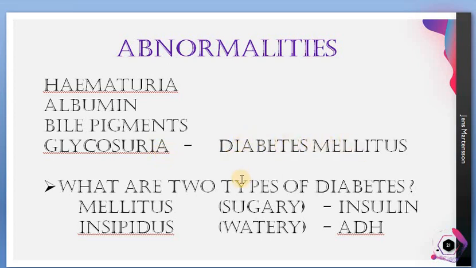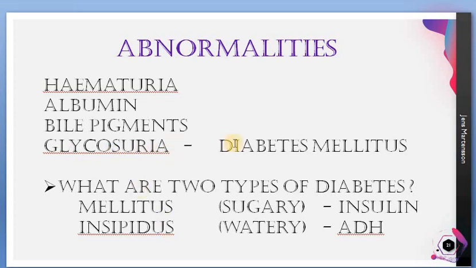In diabetes there are 2 different types. We need to learn the 2 different types of diabetes. I'm not talking about type 1, type 2 diabetes. This is another thing: diabetes mellitus and diabetes insipidus. There are two different types of diabetes based on the hormones. The one is diabetes mellitus and the other one is diabetes insipidus.